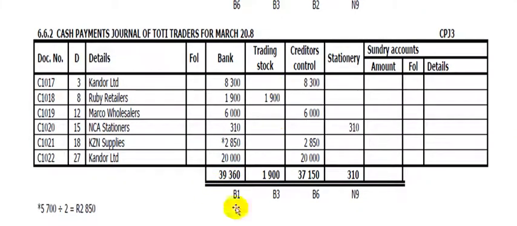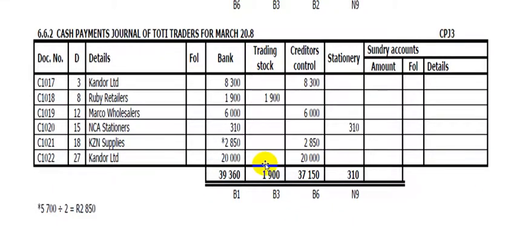Okay, our trading stock, cash payments journal. So we paid for our trading stock, but now we're paying by cash. So our details will now be bank. Creditors control of 37,150, which means we are paying back these people. We've paid back Kando, we've paid back Marco, we've paid back KZN Supplies, and we've paid back Kondo another amount of 20,000. So we basically paid back 37,150. So when you take it to our creditors control, which is a liability, it's now going down. So we're going to put it on the debit side of the creditors control.